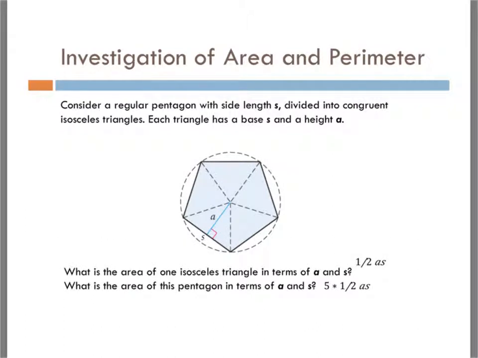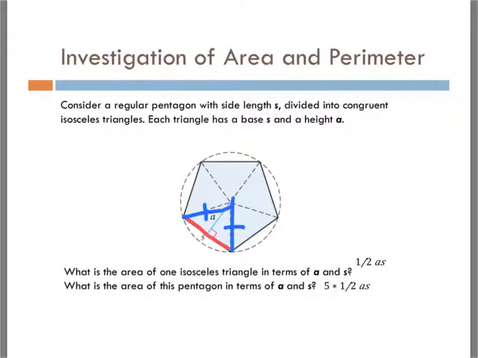Alright, now let's look at the area of a regular polygon. Let's consider a regular pentagon. That means I have a 5-sided shape. Now the side I'm going to label as S. And when I divide it, I'm going to break it up into 5 isosceles triangles, which means that my 2 other sides are going to be congruent.